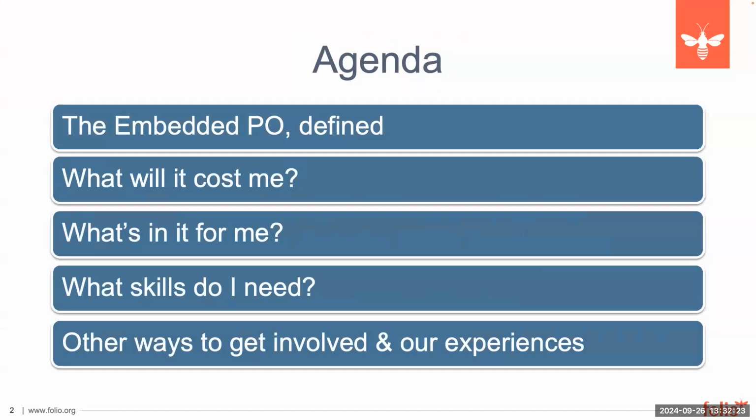So briefly, I just want to walk us through today's agenda. Today, we will first define what an embedded PO is. It's relatively self-explanatory, but it is also helpful for us to set the tone for today by defining it. And then we want to go through some costs and benefits associated with the concept of being an embedded PO, operating in a product community that allows embedded POs. We also want to touch on the skills needed to be an embedded PO and other ways to get involved with FOLIO as a community and our own experiences. We all have different experiences working with this concept of embedded POs.